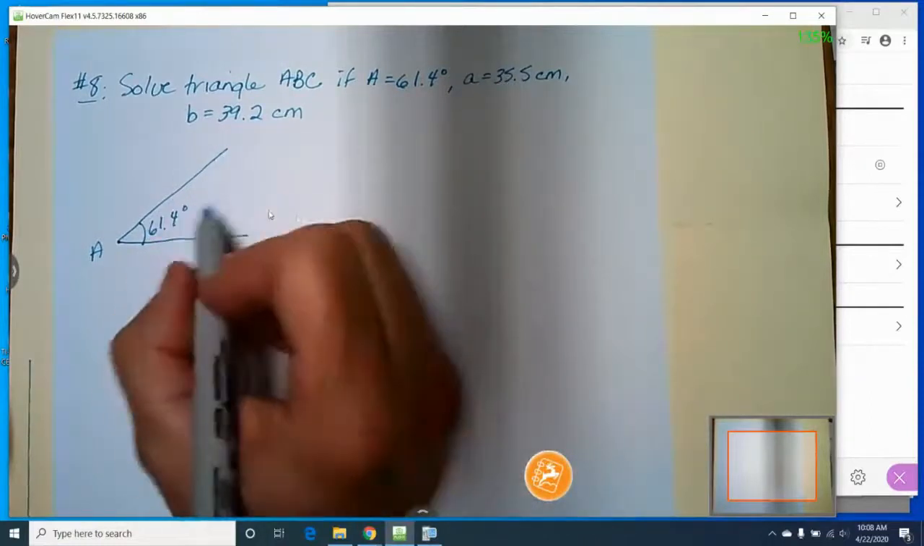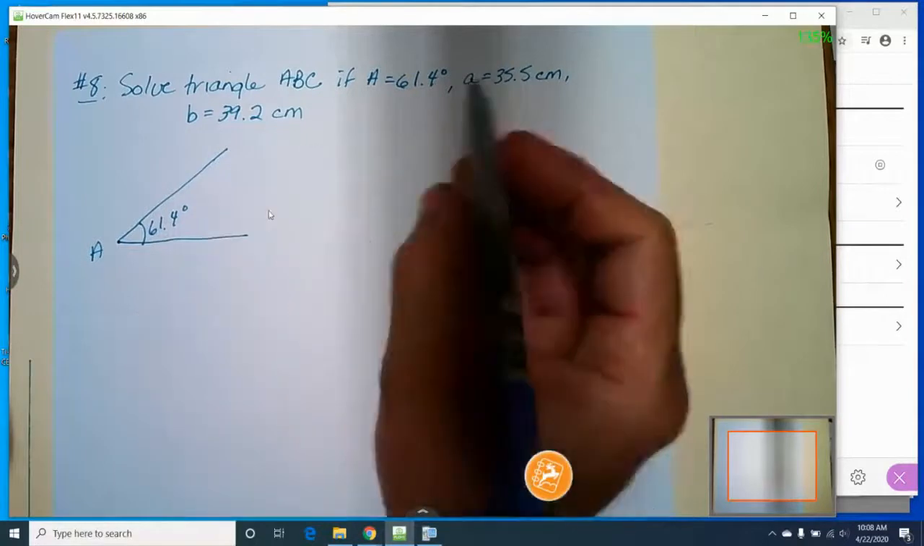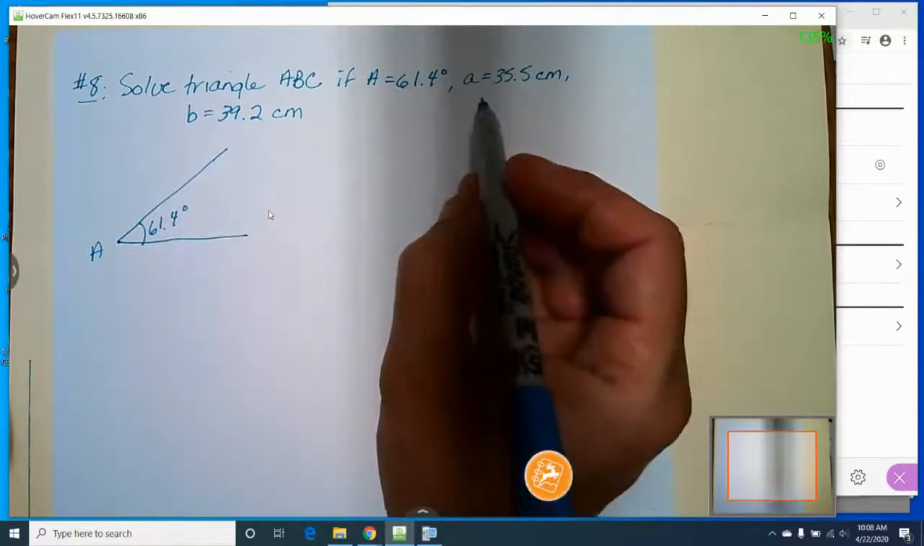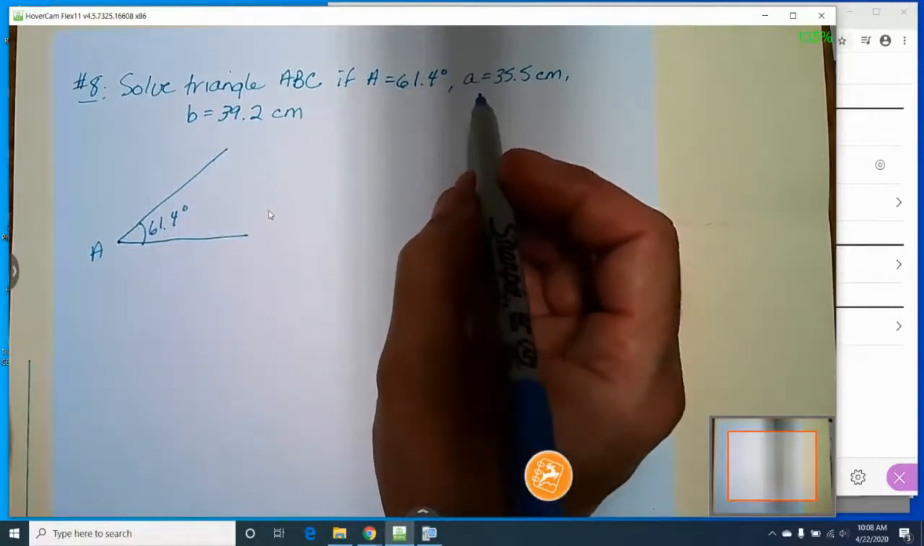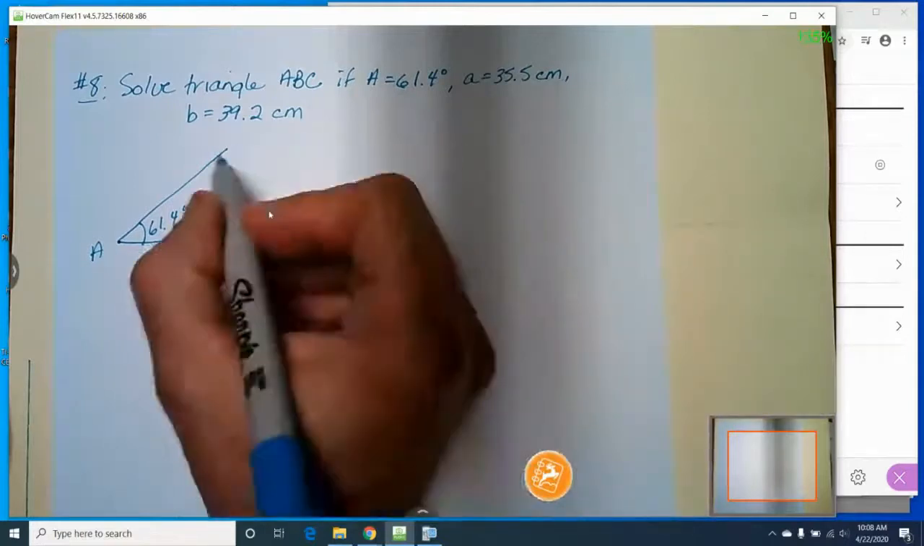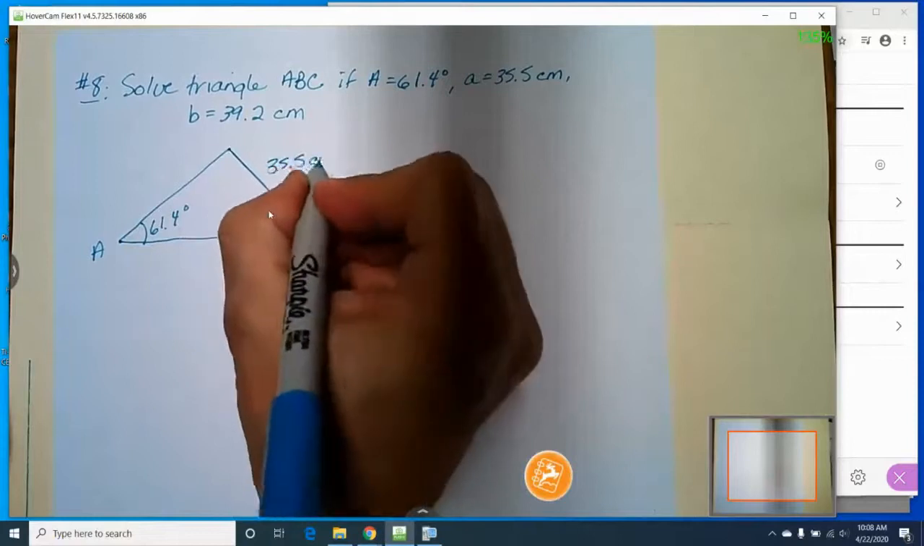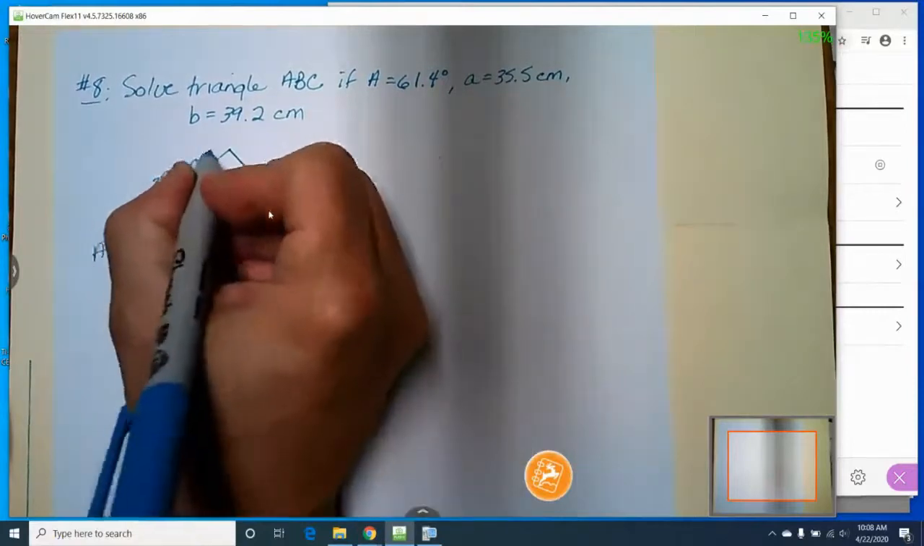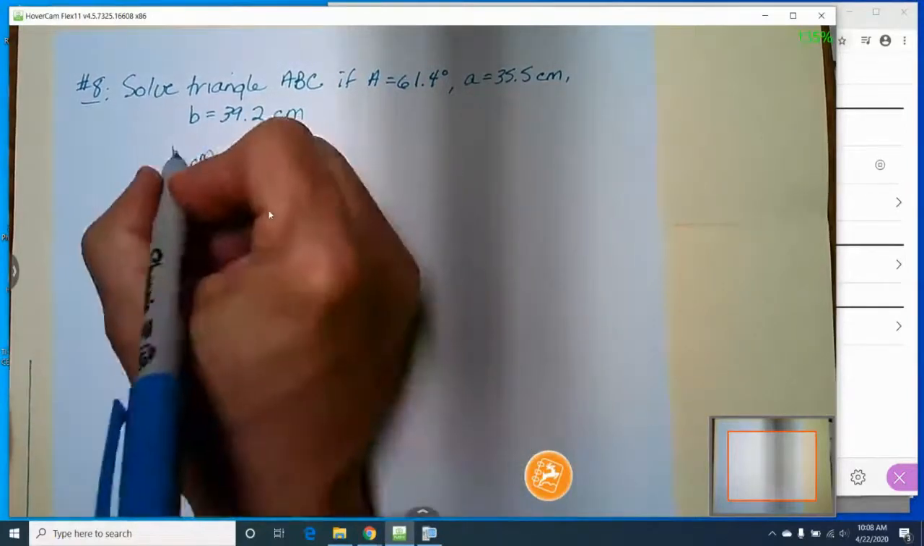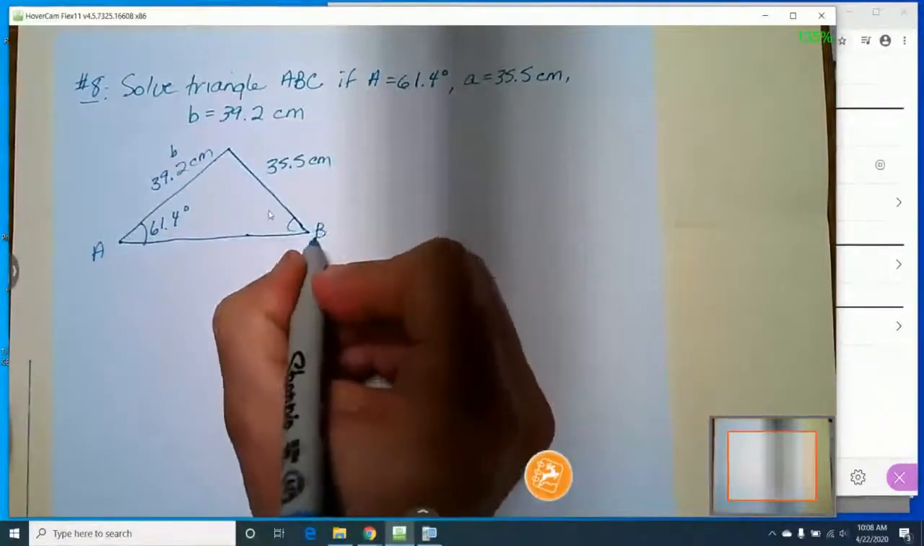And these ones, don't try to draw them as right triangles because they won't. That's what this whole unit is about, is triangles that aren't right triangles. So I'm just going to make side A over here, this side B, and that means that this is going to be angle B over here.